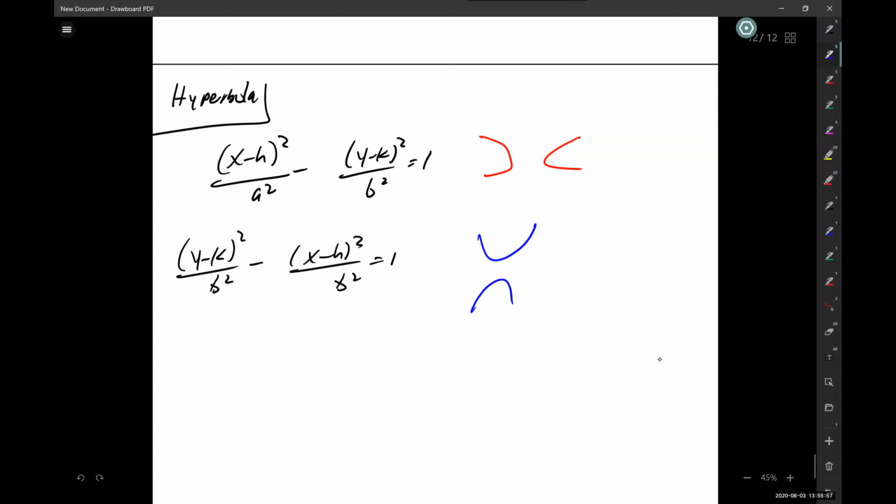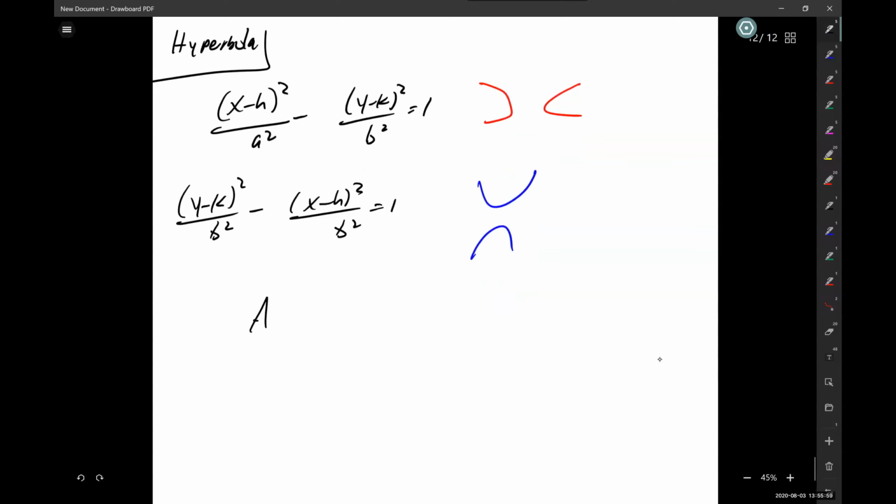In both cases, my asymptotes are always going to have the slope of y is equal to plus or minus b over a. And those asymptotes are what we use to kind of draw in our graph. I do ask you to graph one by hand. Let's work one of those out in full.